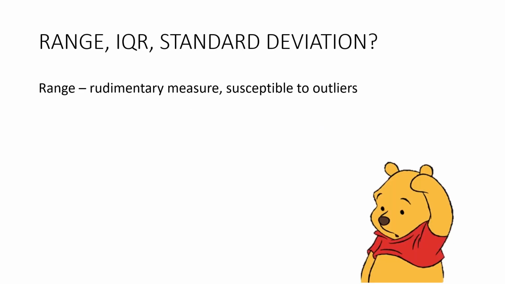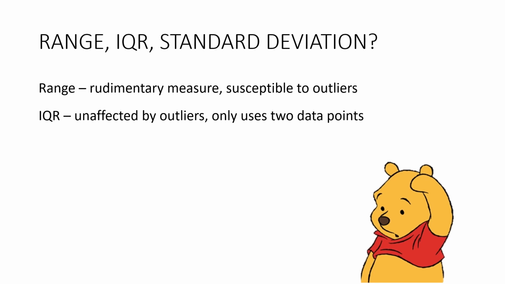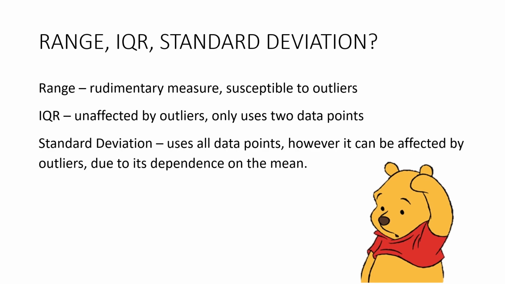So range, interquartile range, or standard deviation, which one should we use? So our range is a very rudimentary measure. It's quick and easy, very susceptible to outliers. Interquartile range, it's better, it's unaffected by outliers, but it only uses two data points, the lower quartile and the upper quartile. So our most sophisticated measure is standard deviation. It uses all the data points. However, it can be affected by outliers because it does use the mean as part of its formula.